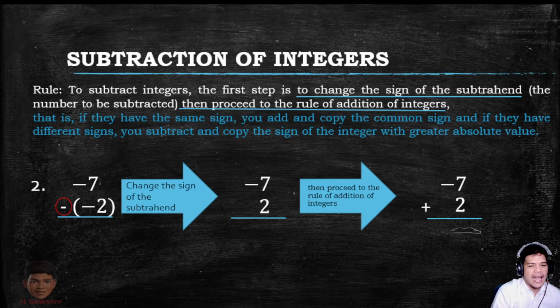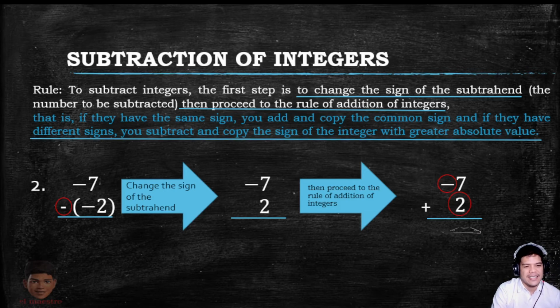And if they have different signs, you subtract and copy the sign of the integer with greater absolute value. Okay? So, in this case, negative 7 and positive 2. Magkaiba yung sign. So, anong gagawin natin? Yung different sign. So, if different sign, subtract. So, 7 minus 2, that is 5. And what sign are we going to copy? Sign ng greater absolute value, which is 7.